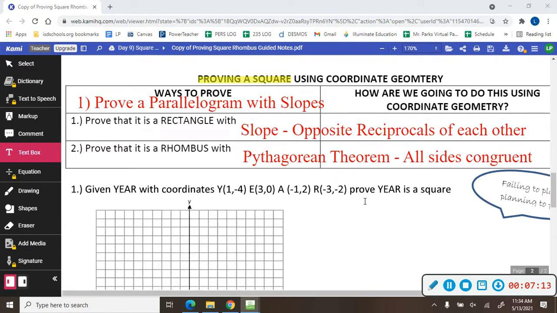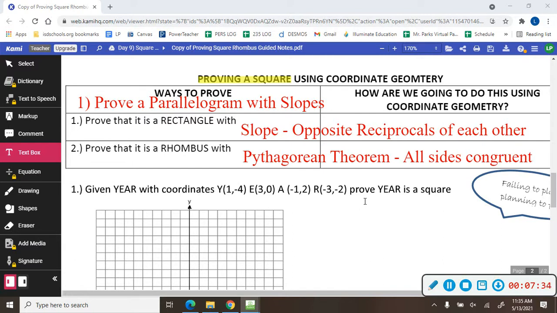So to prove a square, you have to prove it's a parallelogram, and then prove it's a rectangle. Proving it's a rectangle by the angles of opposite reciprocals shows that you have 90-degree angles. And then you also need to prove that it's a rhombus by showing all 4 sides are equal.